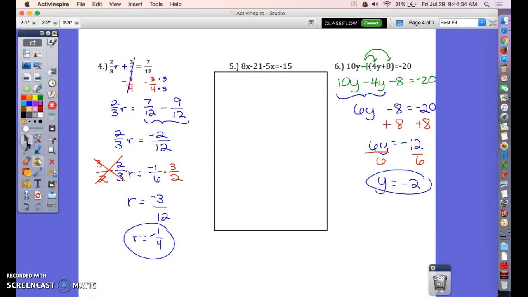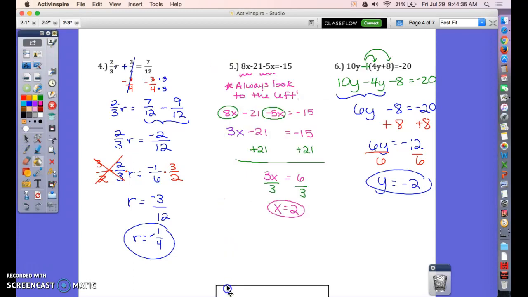So hopefully in number 5 you combine the like terms. 8x minus 5x. Remember to always look to the left of the variable, okay? When you're combining, don't just see 8 and 5 and think, okay, 8 and 5 is 13. Because we have an 8x and then we actually have this minus 5x. So you really need to look to the left of every term and make sure you pay attention to the signs. 8x minus 5x gives me 3x.